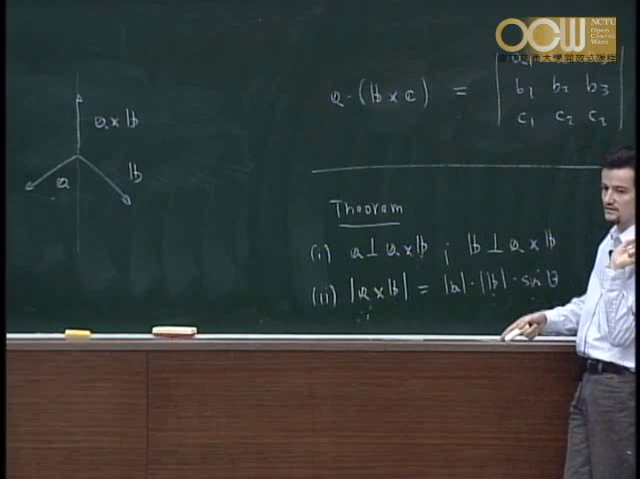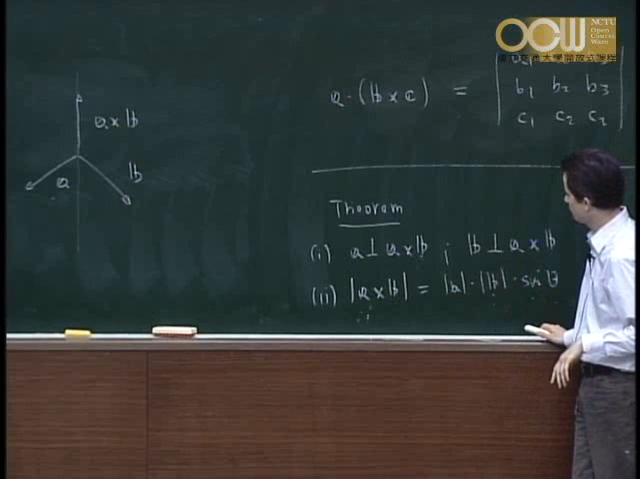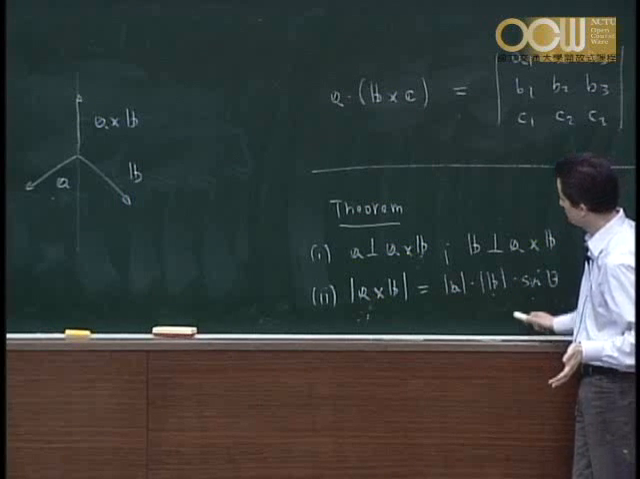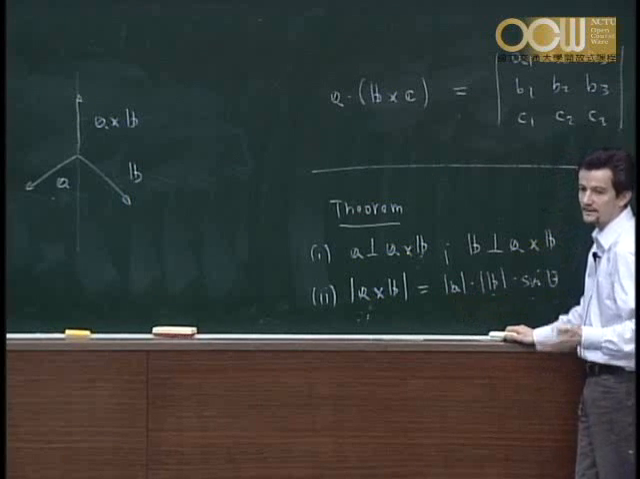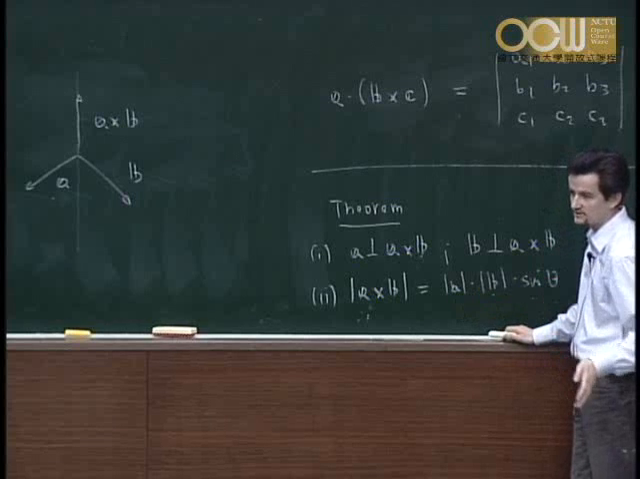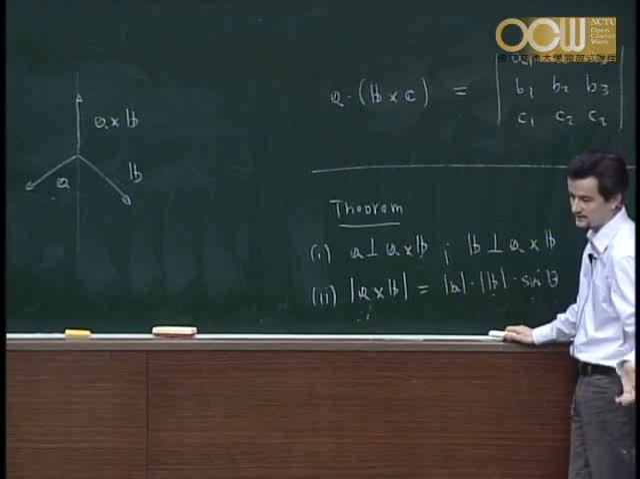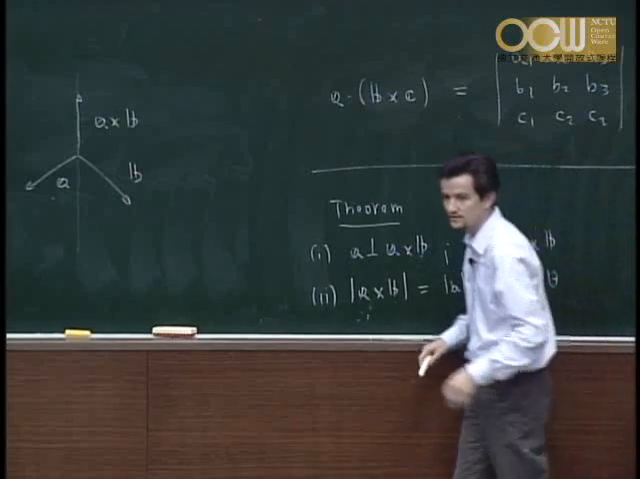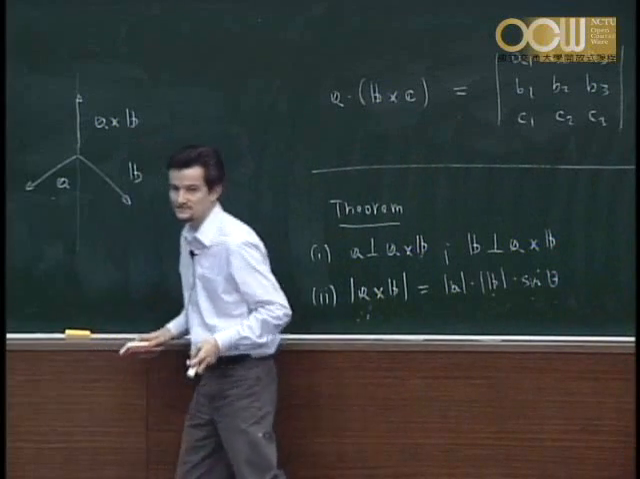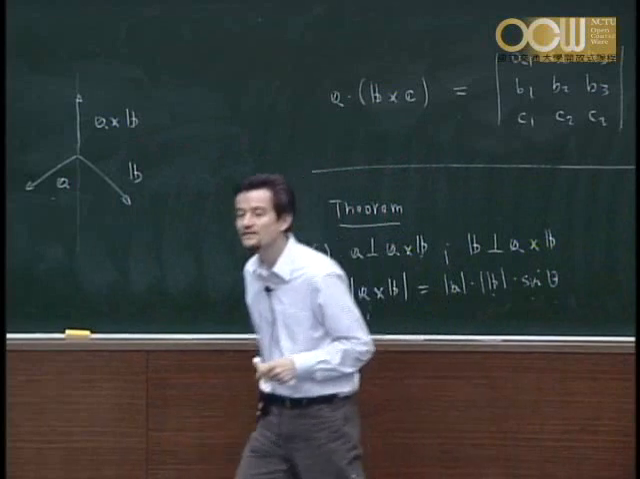And by assumption, the 0 vector is parallel to every vector. We also say that the 0 vector is orthogonal to every vector. So the 0 vector is both orthogonal and parallel to every vector, by assumption.